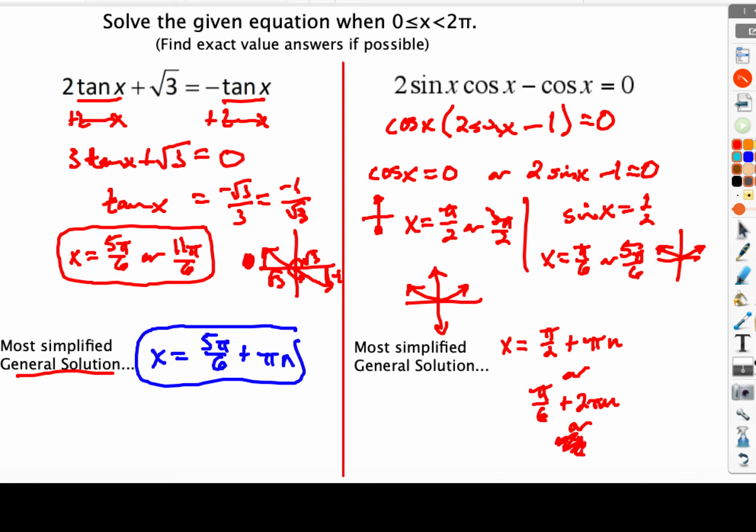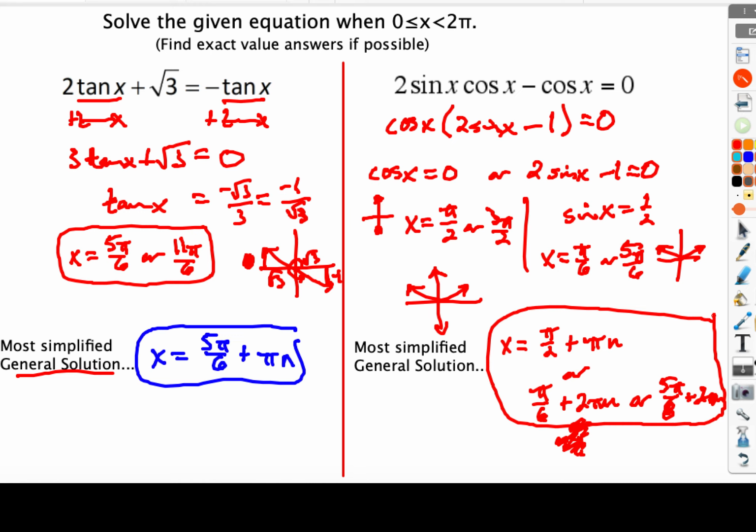I think I'm getting a little low on my screen here, so let's go ahead and put my "or" over here. 5 pi over 6 plus 2 pi n. And sorry about the bad handwriting there. But again, I'm going to need all of those possible answers to get that right. So hopefully those answers make sense to you.